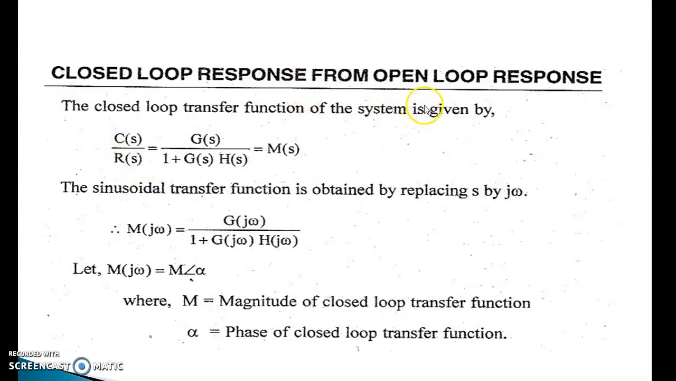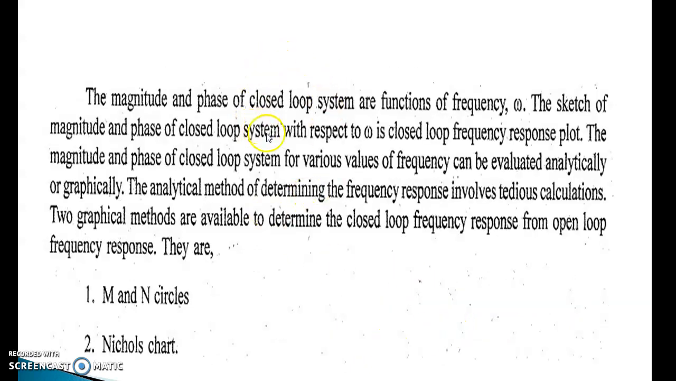Closed loop response from open loop response. The closed loop transfer function of a system is given by C(s) by R(s) is equal to G(s) by 1 plus G(s) into H(s) is equal to M(s). The sinusoidal transfer function is obtained by replacing s by jω. So M(jω) is equal to G(jω) divided by 1 plus G(jω)H(jω). Let M(jω) is equal to M angle alpha, where M is equal to the magnitude of the closed loop transfer function and alpha is equal to the phase of the closed loop transfer function. The magnitude and phase of closed loop systems are functions of frequency omega.